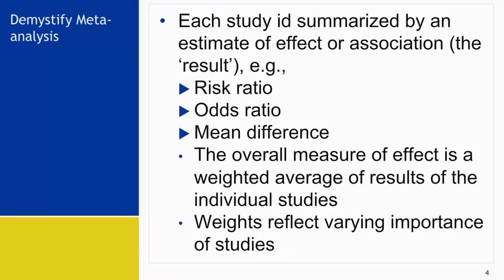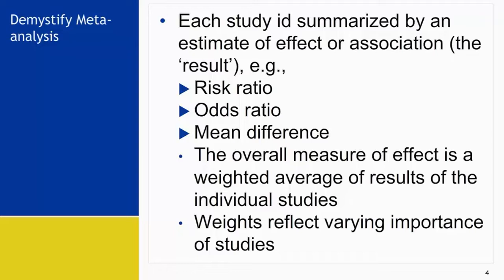Meta-analysis is not that complicated. Let's demystify what is a meta-analysis. So for meta-analysis, you're including a set of individual independent studies. And in each of those individual studies, the measure of association or the effect estimate of the treatment effect or the association is usually summarized as a risk ratio, an odds ratio, mean difference, prevalence, or regression coefficient.